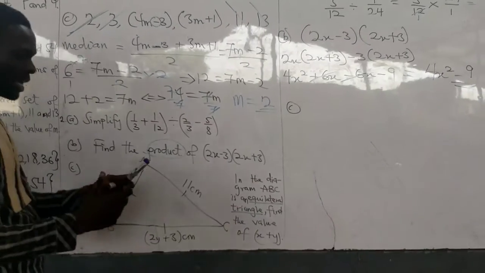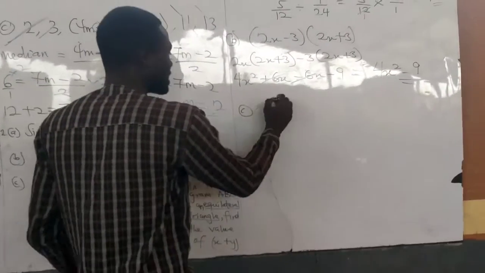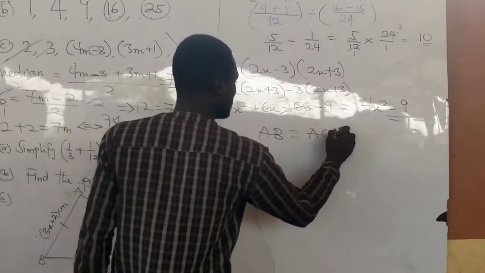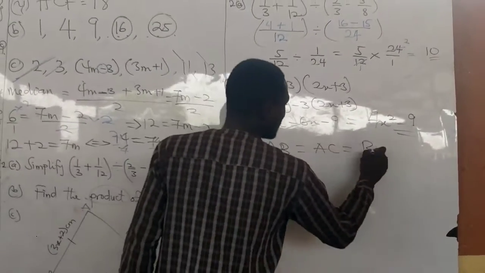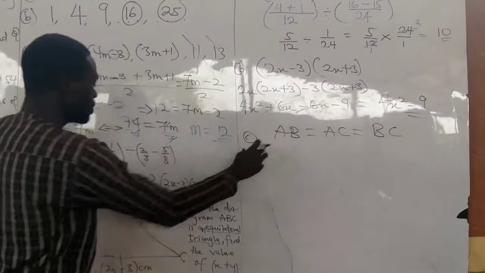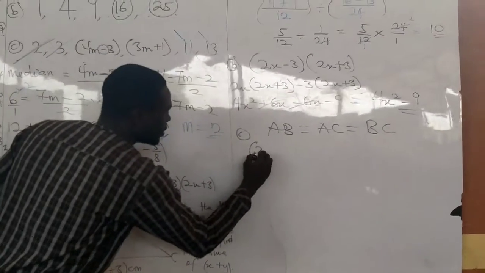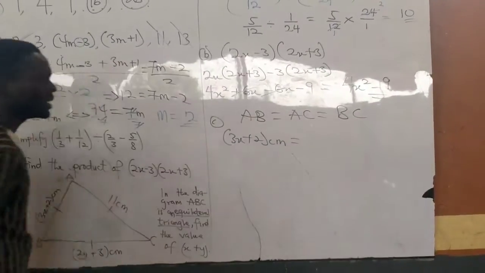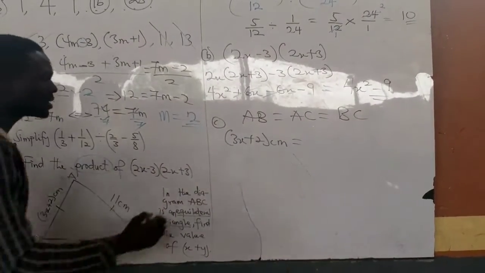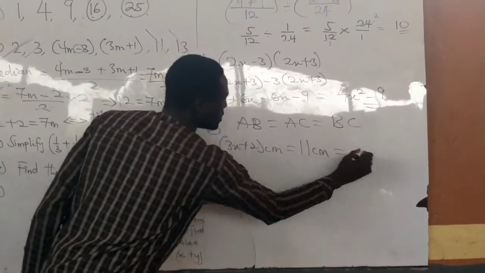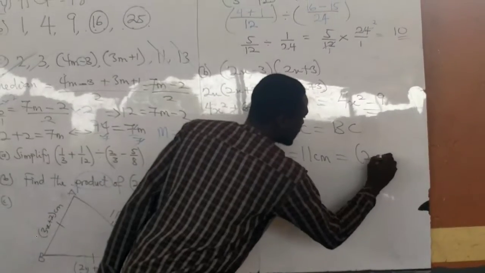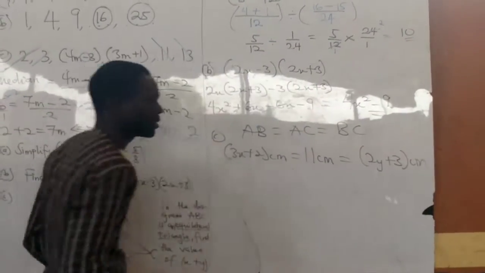So what do we say? We are going to say the side AB is equal to the side AC, is also equal to the side BC. AC, what do you have there? You have 3x plus 2 centimeters. AC, what do you have there? 11 centimeters. Then what do you have here? BC, you have 2y plus 3 centimeters.